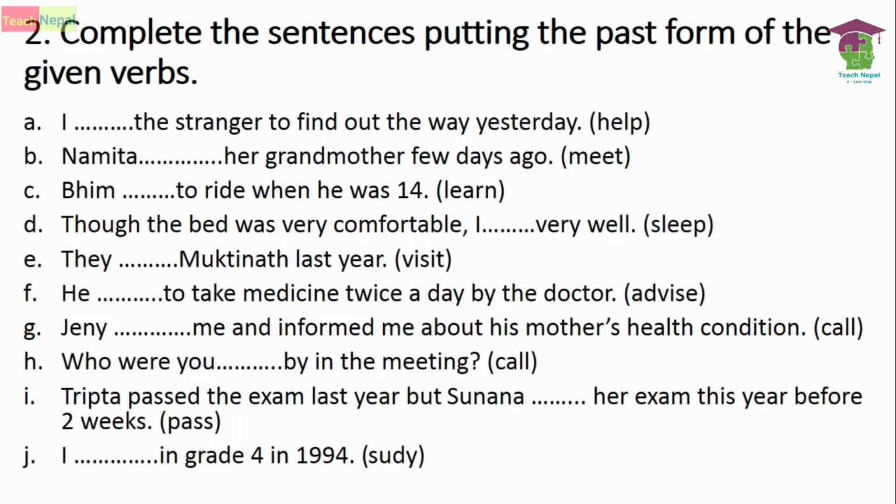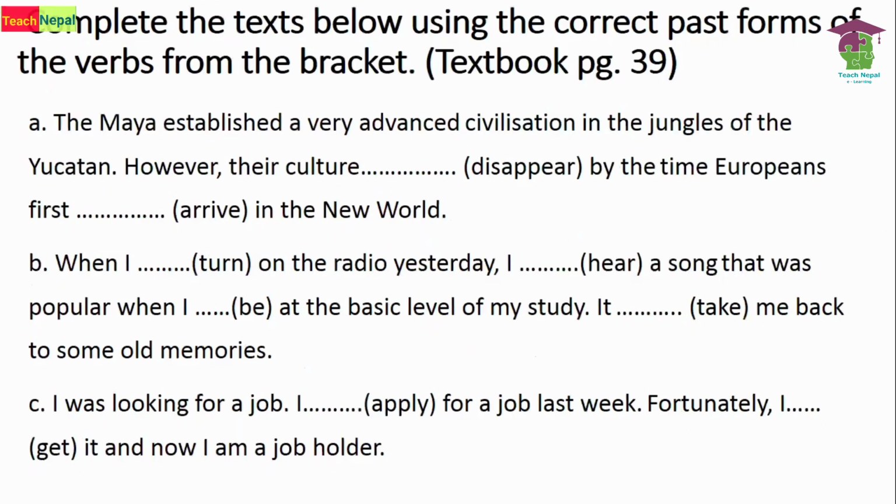2 weeks ago, right? Number J, I did it in grade 4 in 1994. It means study. This is not something different. Okay, it's study, S-T-U-D-Y. Here it's incorrect. So I studied in grade 4 in 1994.